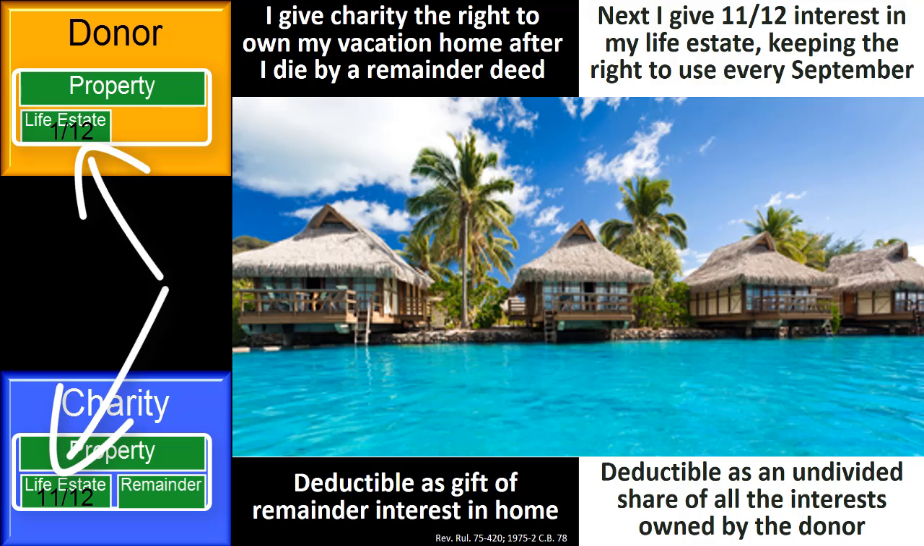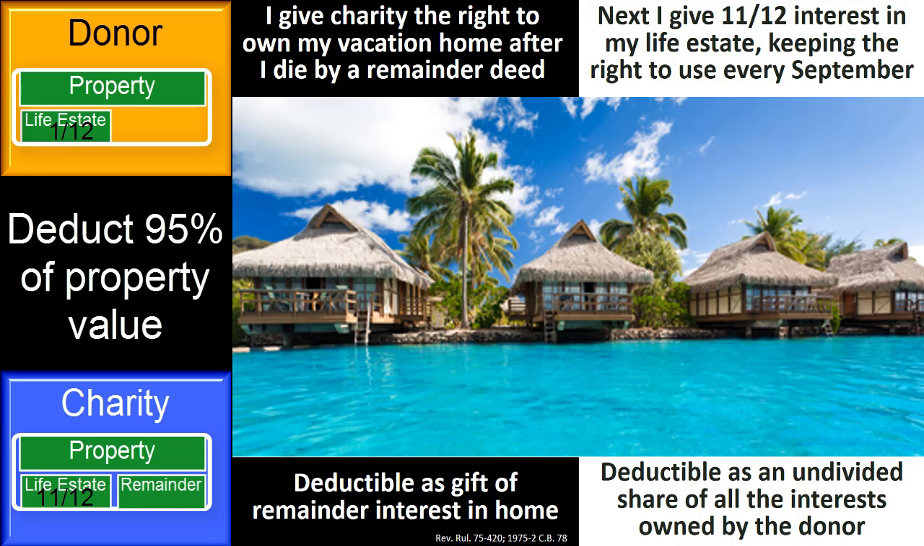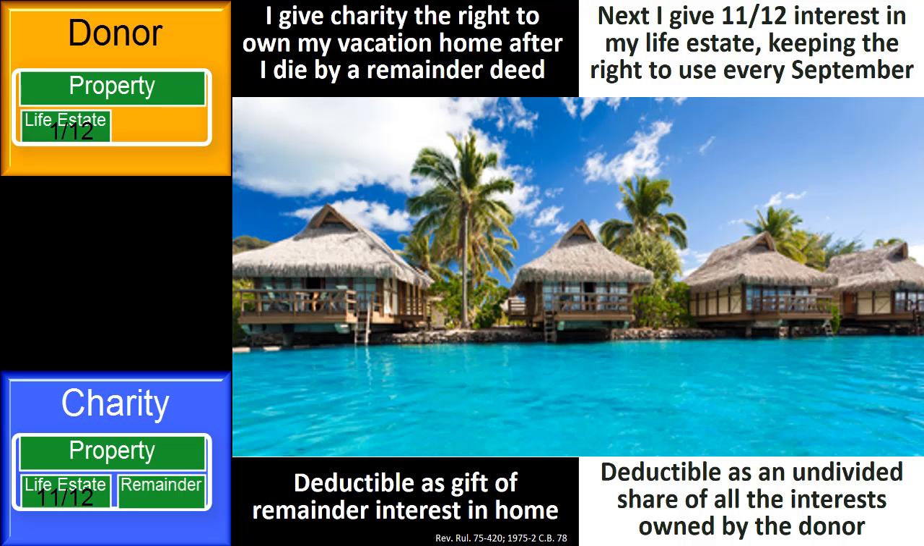Through this series of transactions, the donor has been able to transfer and deduct all rights to the property, accepting only the lifetime right to use the vacation home for 1 month of the year. Depending upon the donor's age, this type of transaction could easily result in deductions of 95% or more of the value of the property. If the donor's use of the property had been to occupy it for only 1 month out of the year anyway, this massive deduction comes without changing the donor's lifetime use of the property.